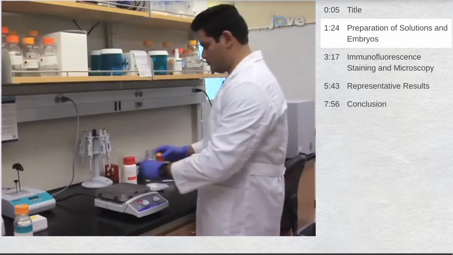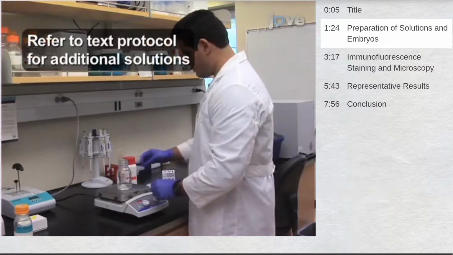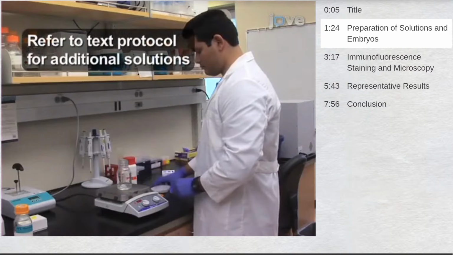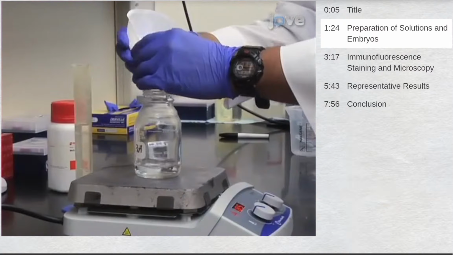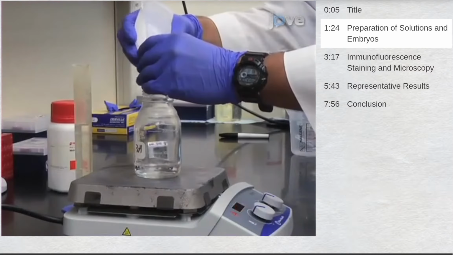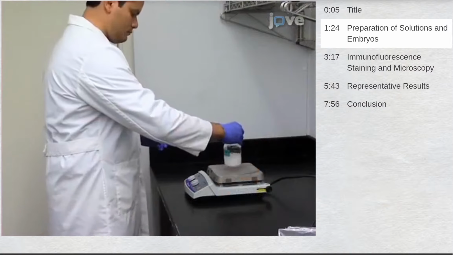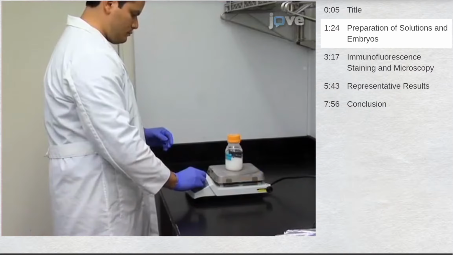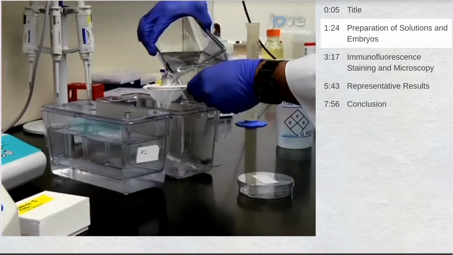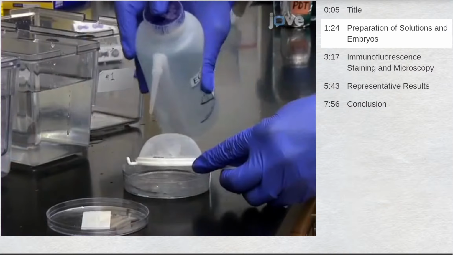Prepare 100 milliliters of 4% methyl cellulose by heating 30 milliliters of water to 80 degrees Celsius. Then add 4 grams of methyl cellulose and stir to dissolve at room temperature 4 hours to overnight. Bring the volume up to 100 milliliters and mix at 4 degrees Celsius for 1 hour. Store at room temperature.